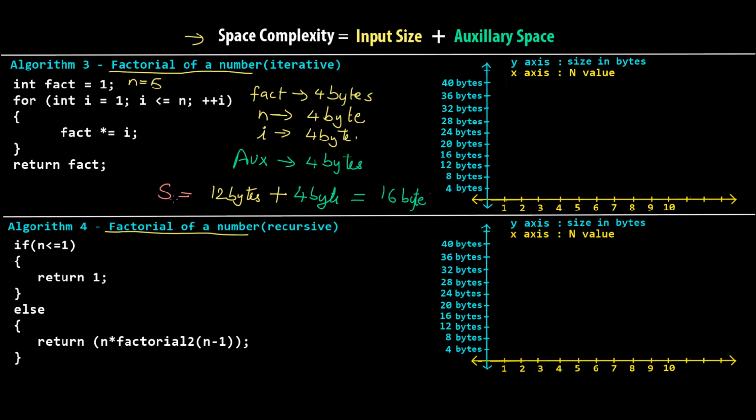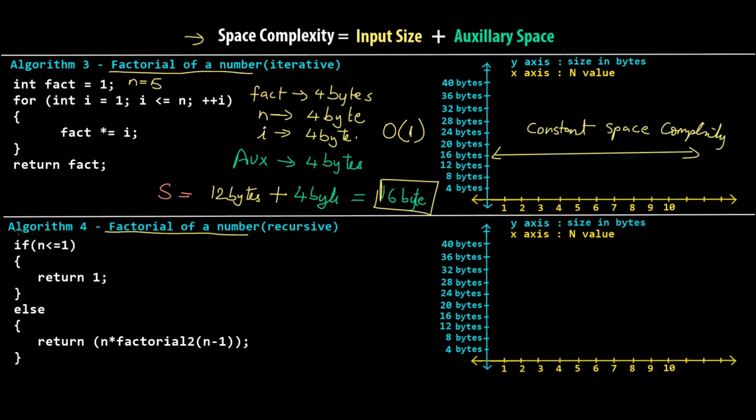So the space complexity over here can be given by big O of 1. So whenever we get a constant number and not a variable, we denote it as big O of 1. So no matter what the size, the 16 bytes is going to be constant, and the graph is pretty much going to look something like this. So this is constant space complexity.